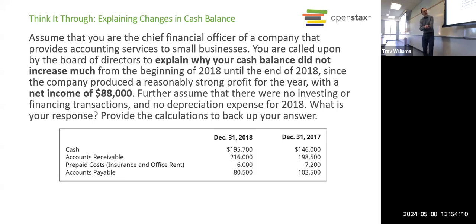Accounts receivable went up by what, almost $20,000? What does that tell us? People owe us money. So while we've been paying down our suppliers, we haven't been keeping up with how much money our customers owe us. We haven't been collecting fast enough.